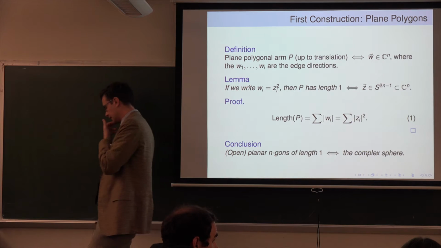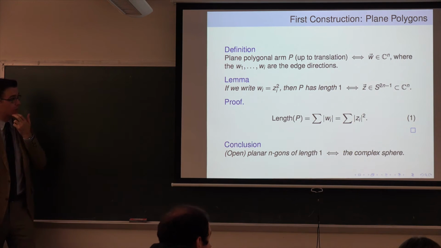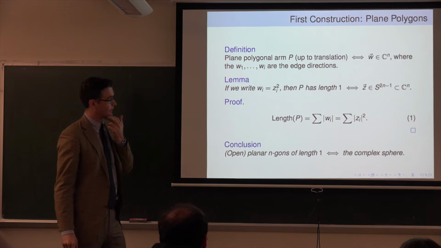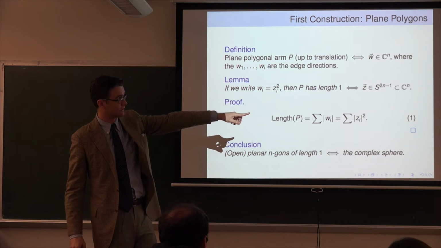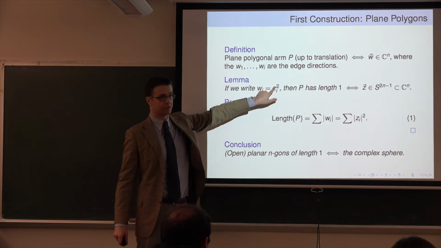And now I'm going to do something a little bit weird, which is I'm going to take square roots. So I'm going to think of each of those edges as being the square of some number z_i.